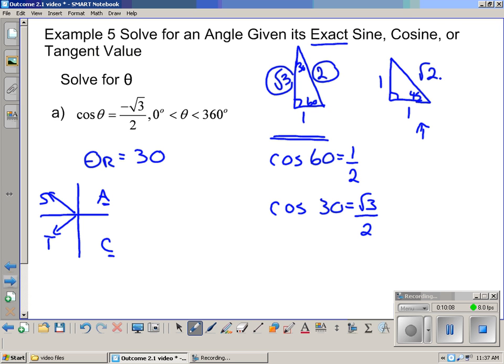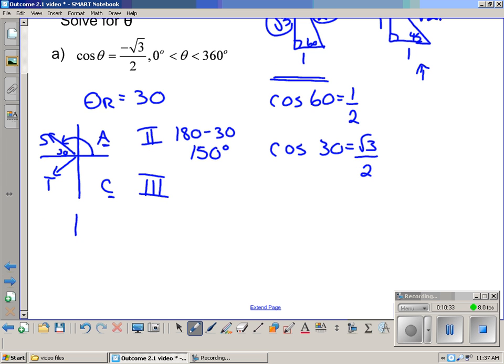So in quadrant 2 means that this would be our 30-degree reference angle. This is the angle that we're looking for. So we would do 180 minus 30, or 150 degrees. So that's one possibility. The second possibility is if our terminal arm lies in quadrant 3, maybe I'll redraw that picture. If it's in quadrant 3, our 30-degree reference angle is in here, and we're looking for this angle. So it will be 180 plus 30, or 210 degrees.